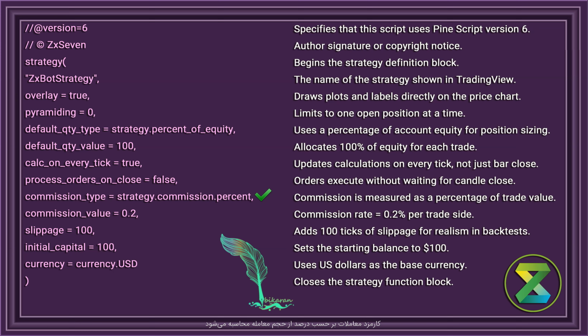Commission is measured as a percentage of trade value. Commission rate is 0.2% per trade side. Adds 100 ticks of slippage for realism in backtests. Sets the starting balance to $100. Uses US dollars as the base currency. Closes the strategy function block.